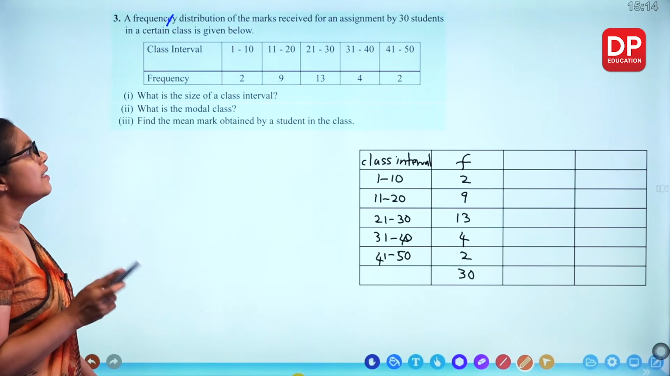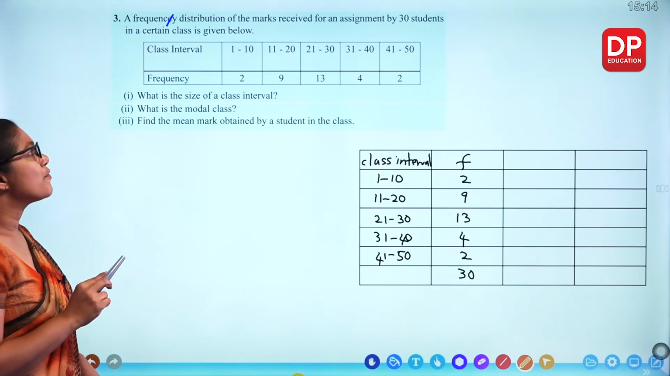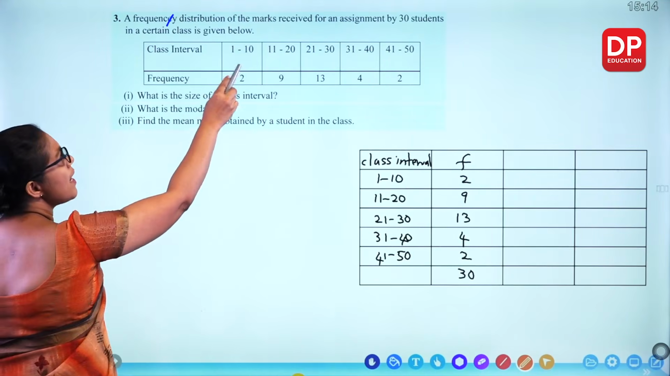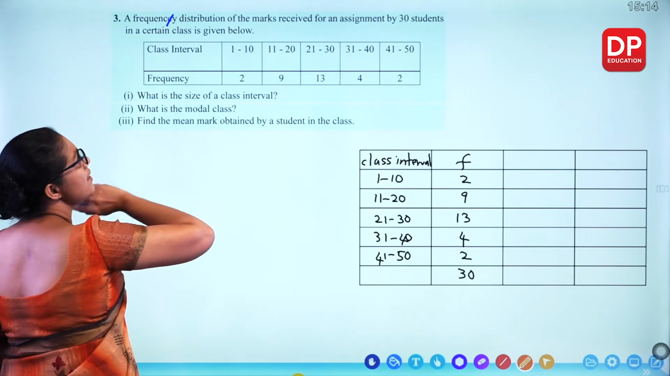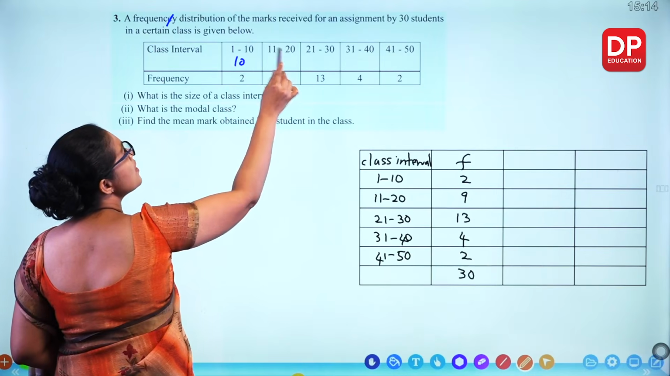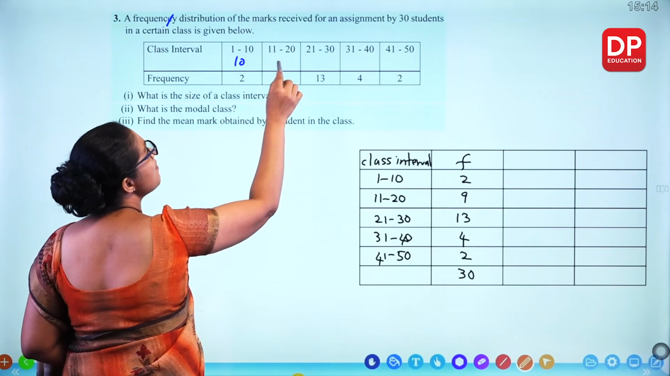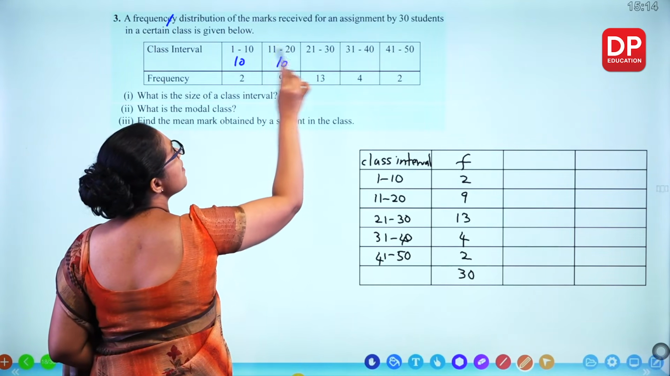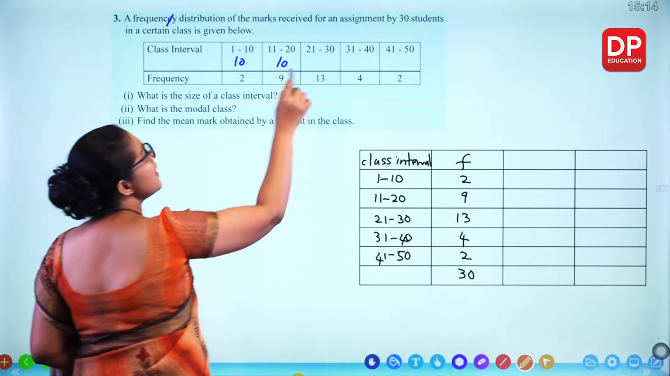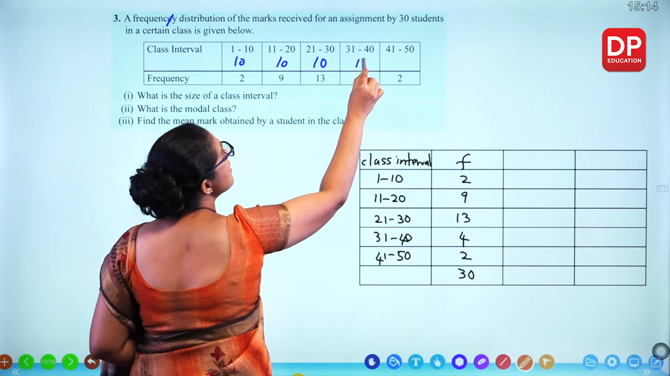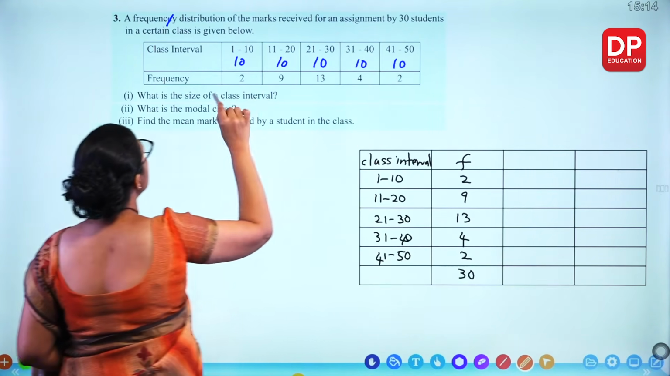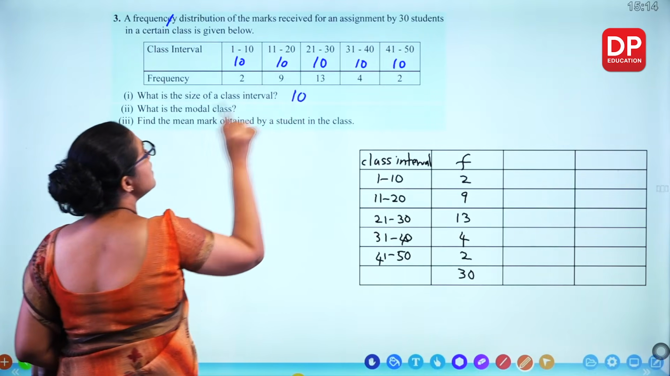Class limits are given. You subtract and add 1. 10 minus 1, 9. 9 plus 1, 10. 20 minus 11, 9. 9 plus 1, 10. 30 minus 21, 9. That's 10, 10, 10. So roughly the size of the interval is 10.